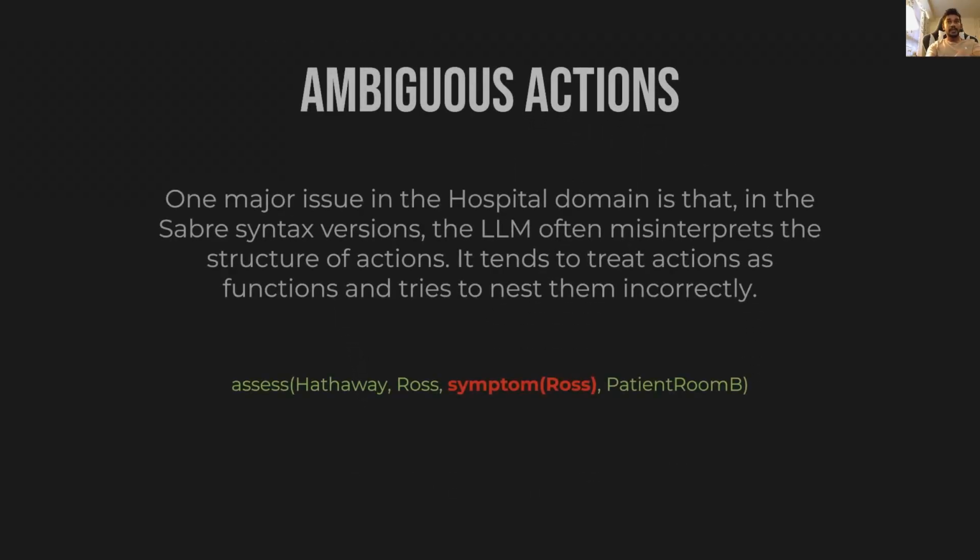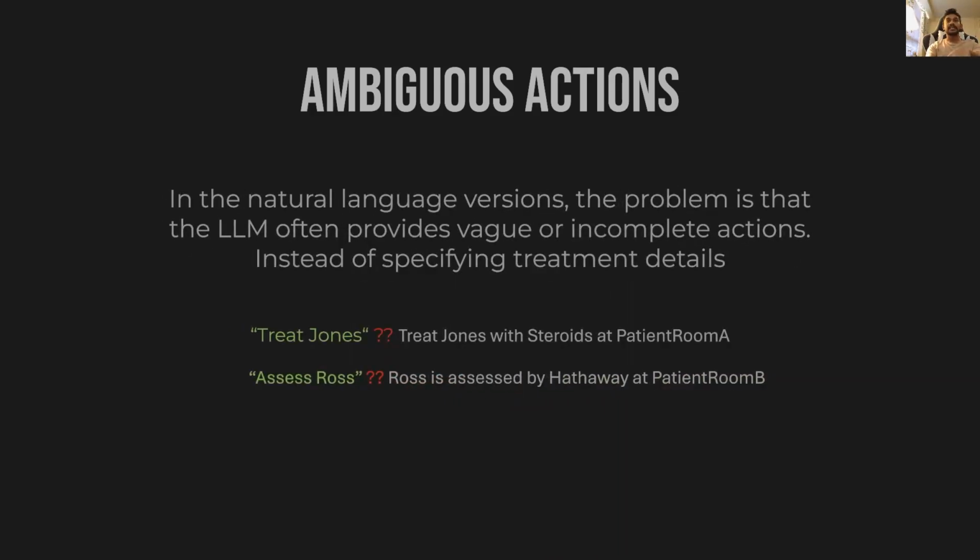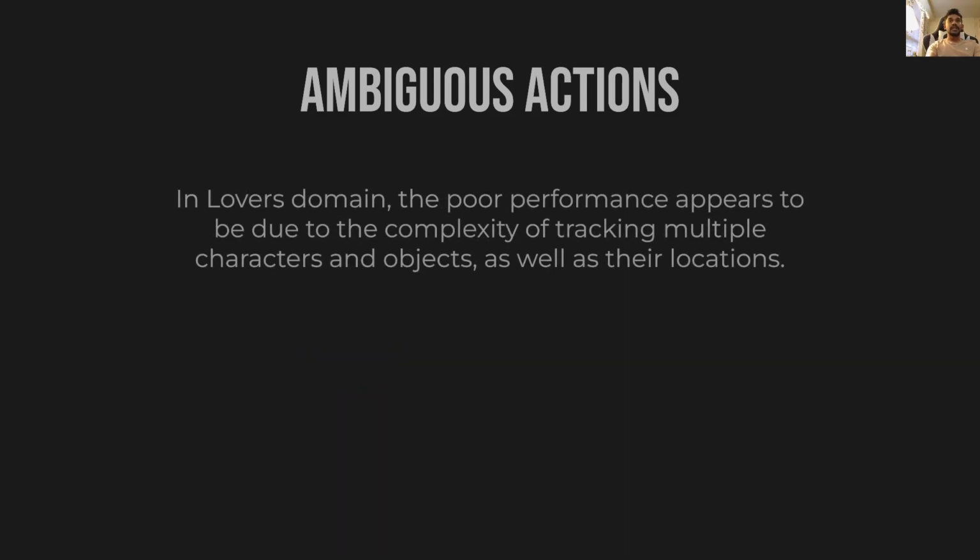In the hospital domain, in the Sabre syntax versions, the LLM often misinterprets the structure of actions. It tends to treat actions as functions and tries to nest them incorrectly. In the natural language versions of this hospital domain, the problem was that the LLM often provides vague or incomplete actions instead of specifying treatment details. In the lovers domain, the poor performance appears to be due to the complexity of tracking multiple characters and objects as well as their locations.